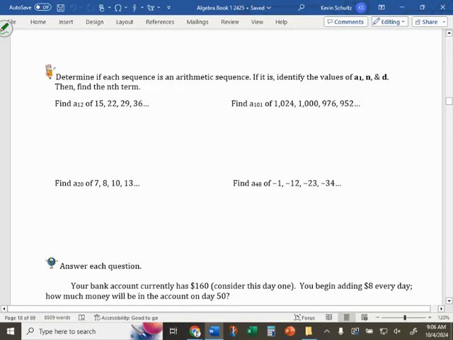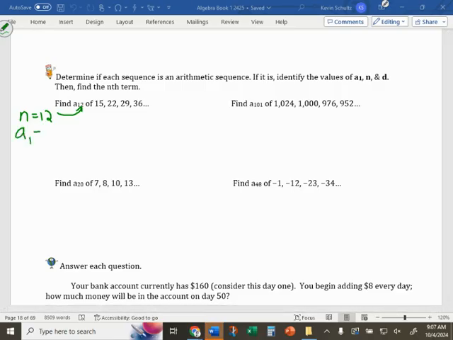If it is, identify the values of A1, N, and D, then find the nth term. So when this says, find A12, what does that 12 represent? The 12th number of the sequence. So which variable is it? N. N equals 12, because that's what that is right there. What is our first term of the sequence? Where does the sequence start?